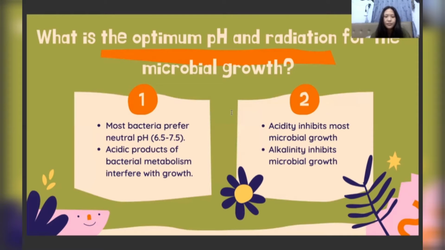Acidic products of bacterial metabolism interfere with growth. Buffers can be used to stabilize pH. As mentioned at number 1, radiation inhibits microbial growth instead.